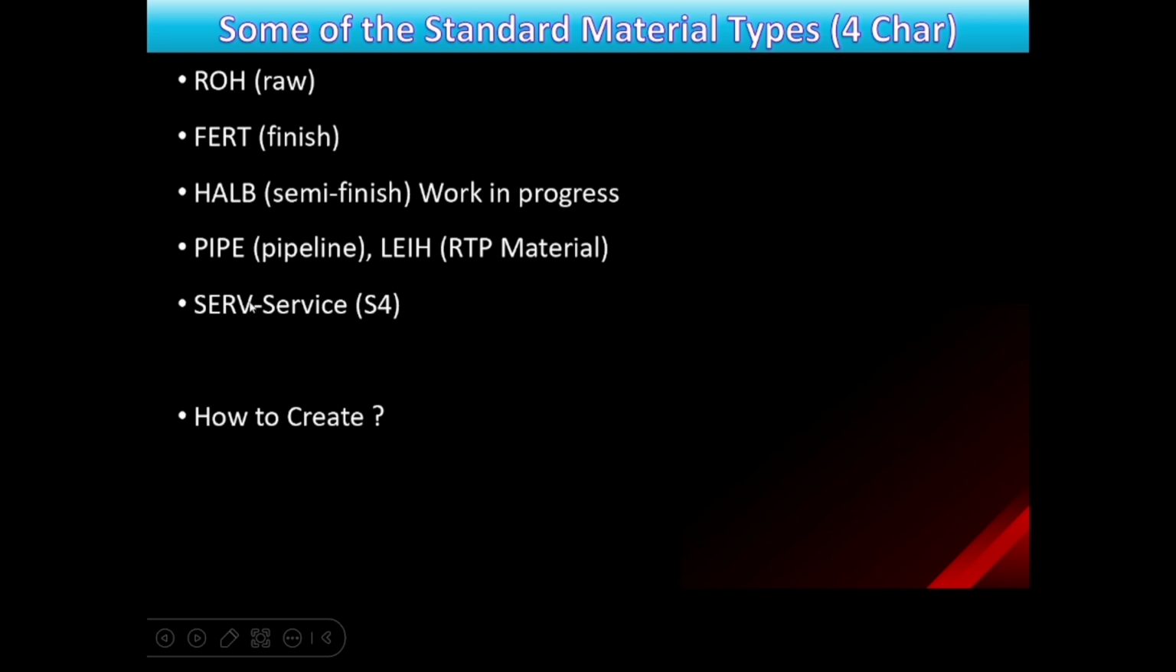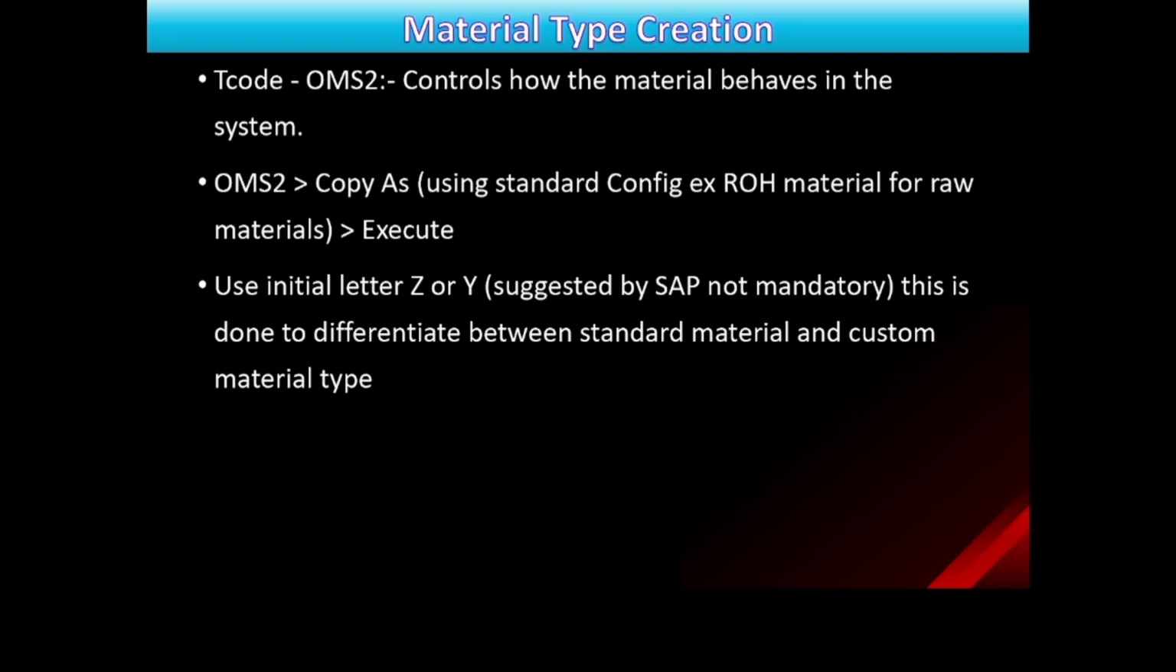So how to create a material type? The T code to create a material type is OMS2. The OMS2 T code controls how the material behaves in the system. As soon as we press the OMS2 T code, we have to select copy as function, and we can use the standard configuration or standard material type provided by SAP.